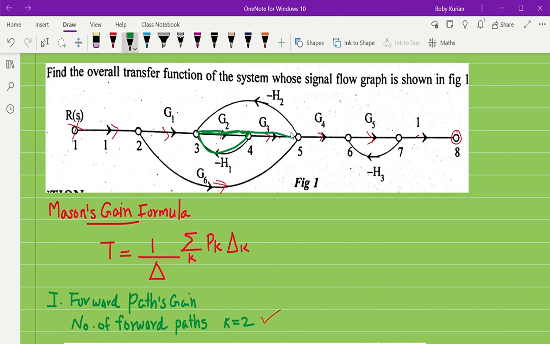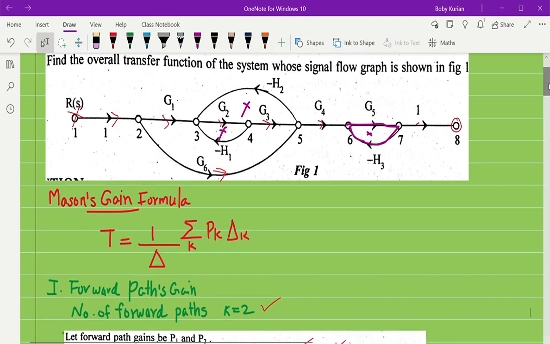Here you can see the second loop. This one comes back here, that is a loop. Is there any other loop? Yes, here is a loop, from 6 to 7 and then back to 6. So as a whole we have found 3 loops. The first one is this one, the second one is this one, the third one is this one. I think there are no other individual loops present here.